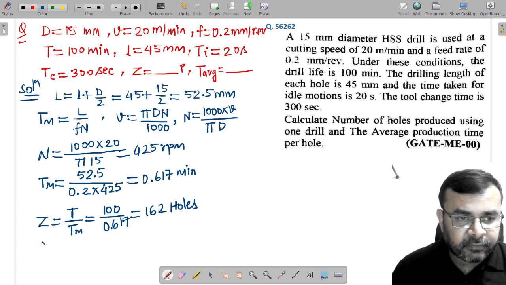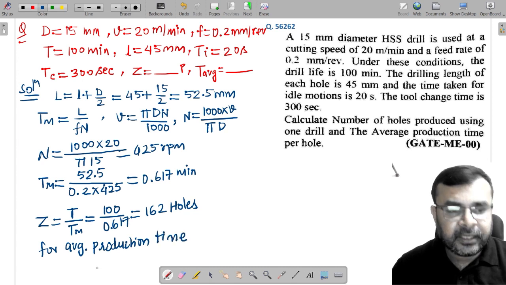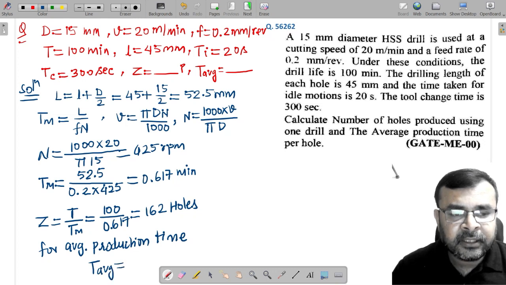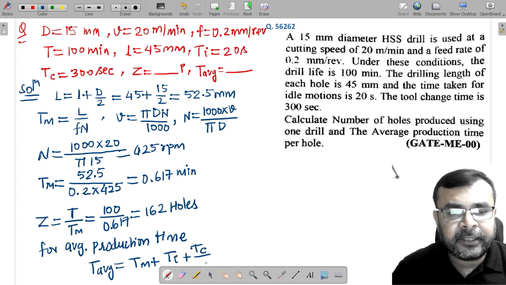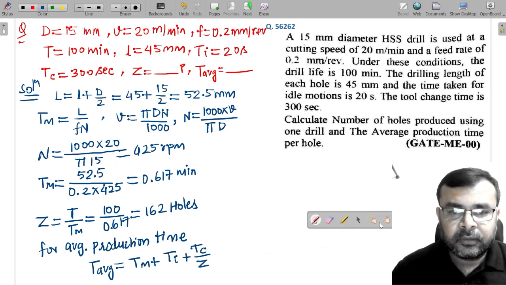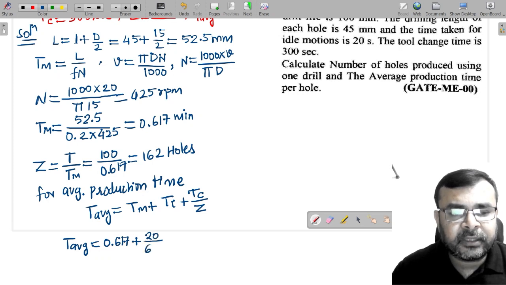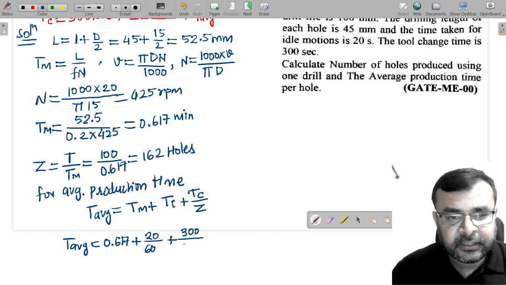Next, for average production time, T average is the time taken to machine one hole plus idle time plus tool changing time Tc divided by the number of holes, Z. So T average is equal to 0.617 minute plus idle time of 20 seconds, converted into minutes by dividing by 60, plus Tc of 300 divided by 60, again converted into minutes, divided by 162.